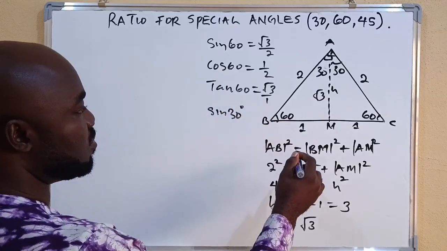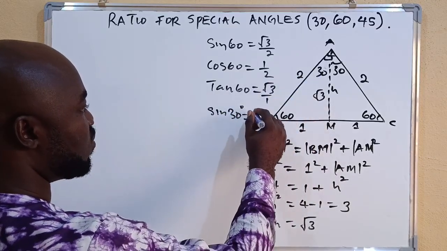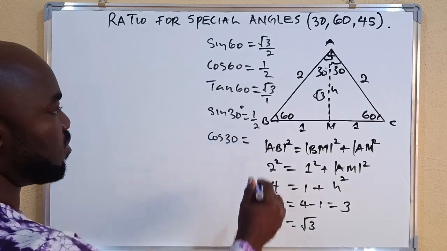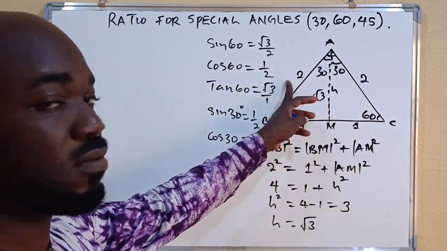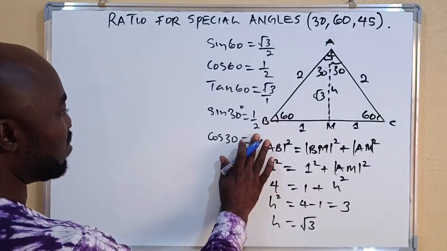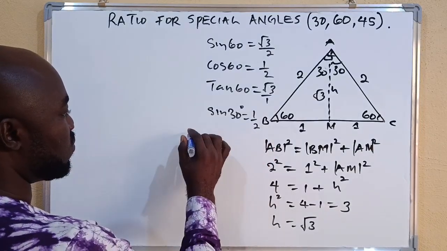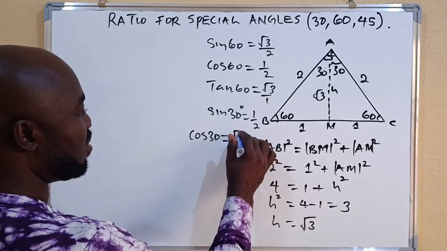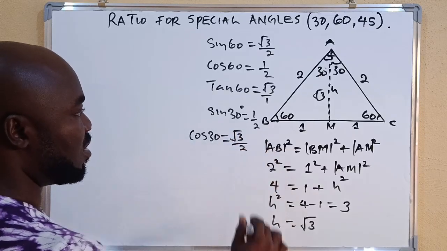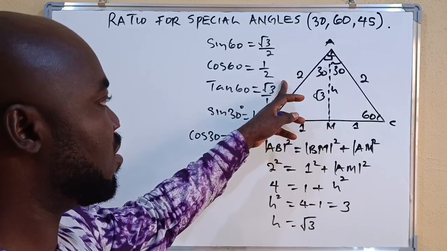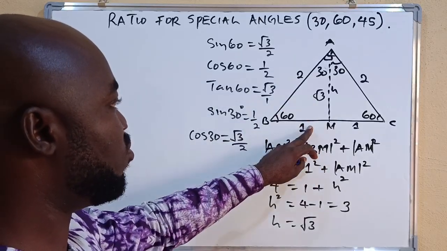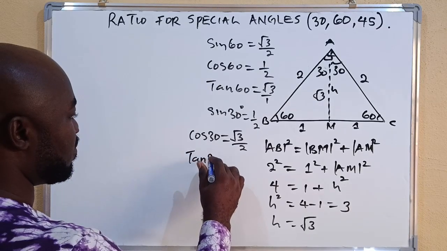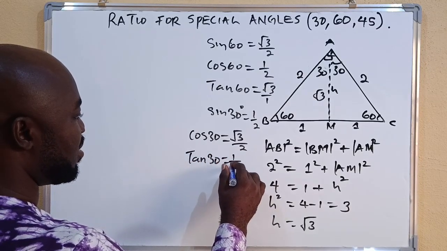Now let's go with sine 30. Sine 30 degrees will be opposite over hypotenuse, which is 1 over 2. Cos 30 will be adjacent over hypotenuse, which is root 3 over 2. But tan 30 will be opposite over adjacent. So tan 30 will be 1 over root 3.